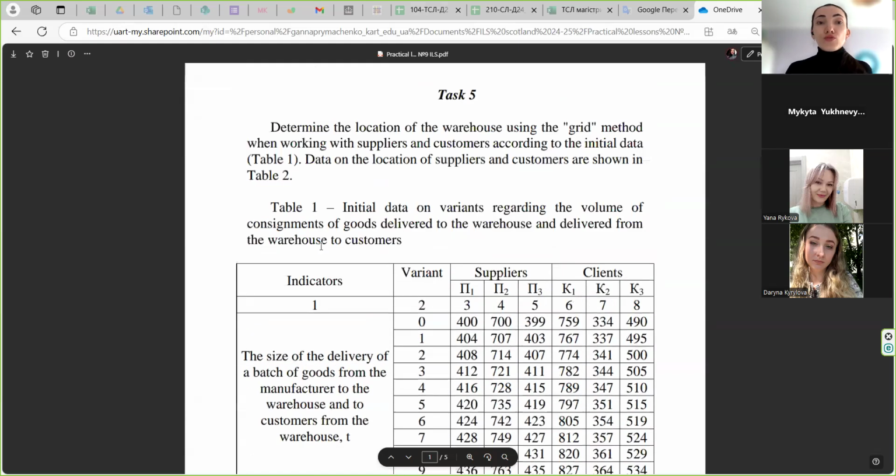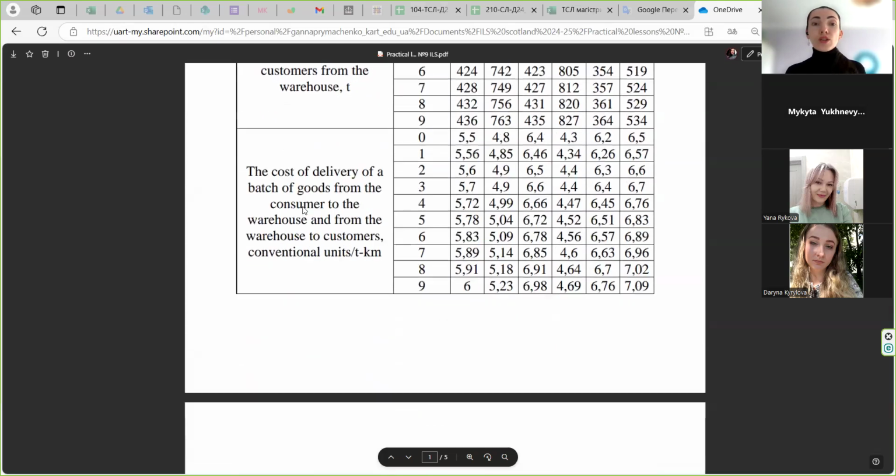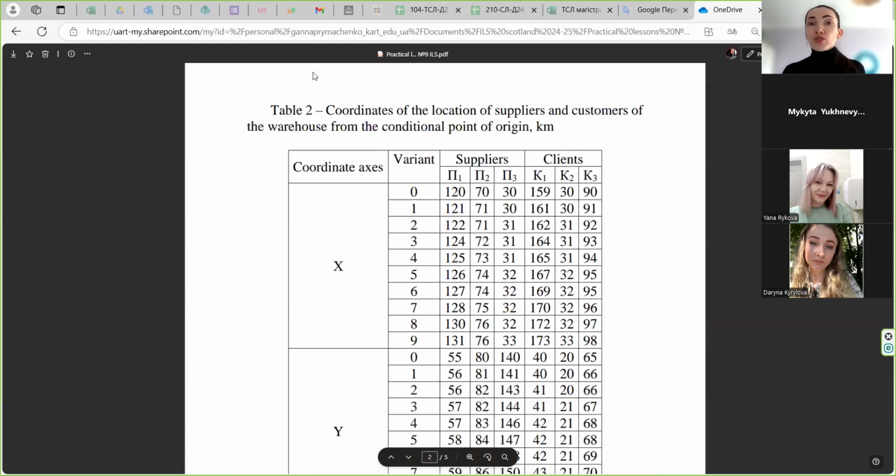Also, we use table 2. Data on the location of suppliers and customers are shown in table 2. We also use it today. Table 2 gives the coordinates of the location of suppliers and customers and the warehouse from the conditional point of origin in kilometers. So we have two coordinate axes, axis x and axis y. So we can plot our customers, our clients, and find where our warehouse is located.